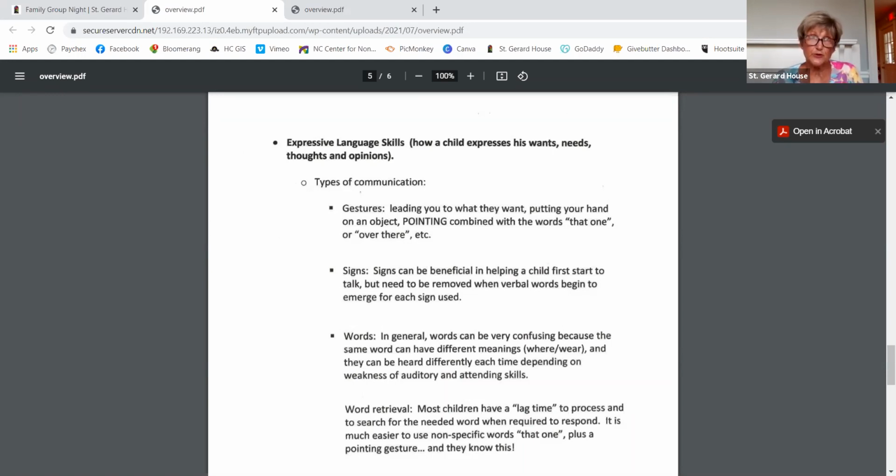Many of our children use a pointing gesture. And if you say, "What do you want?" instead of saying the name of something, they will say "that one," and they will point, and the pointing will clarify what it is that they want. It's because it's too hard for them. They may have the actual word up in their brain, but it's hard to access it when they need it. And so it's much easier to just use a non-specific "I want that one," or "this one," or "over there," instead of more specific words like "under the table," or "I want the ball," things like that.